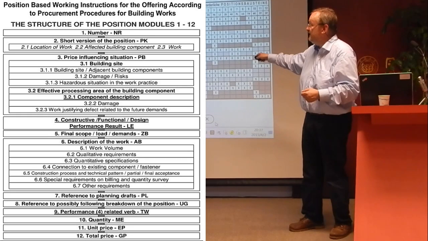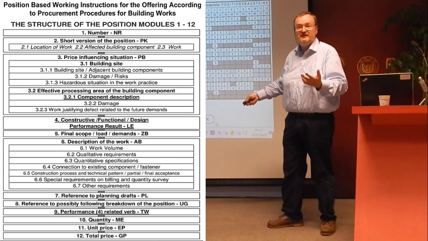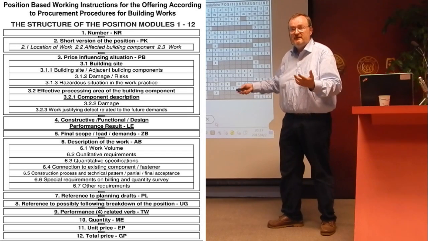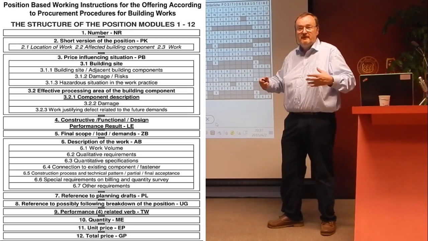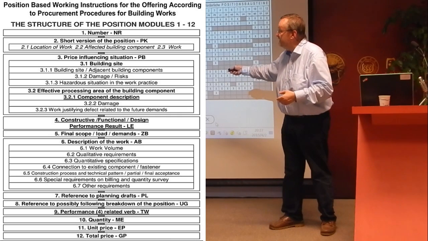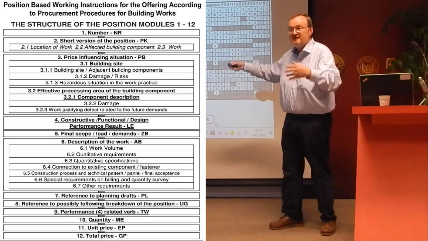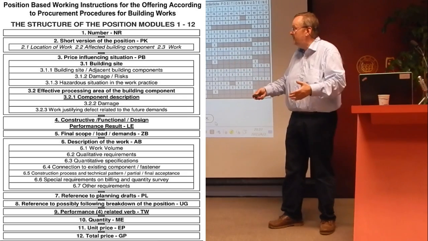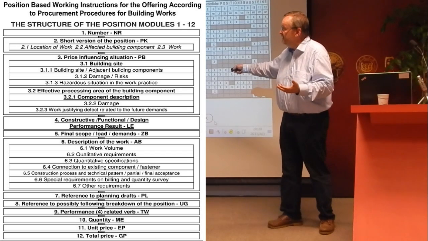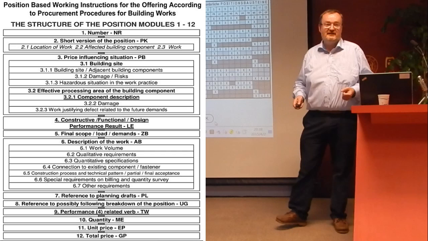Then point 3, the price influencing situation of the building site. He must know what influence is given to my work from outside. And so we had to describe the building site. Are there problems? Are there dangers? Are there risks just around the work we will have? And then what is important, is there a hazardous situation in the work practice?